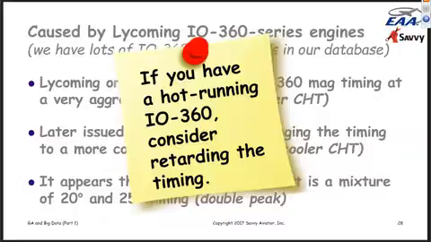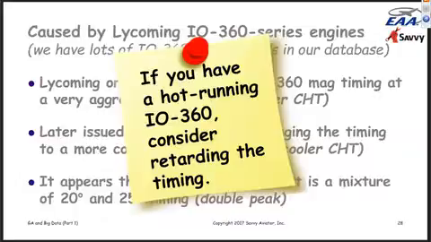We have to have authorized data to do that. But there is authorized data for timing the IO-360 in a certificated airplane to either 25, which is what it was originally spec'd at, or 20, which is what Lycoming changed its mind to and authorized by a service bulletin. So that was kind of interesting.